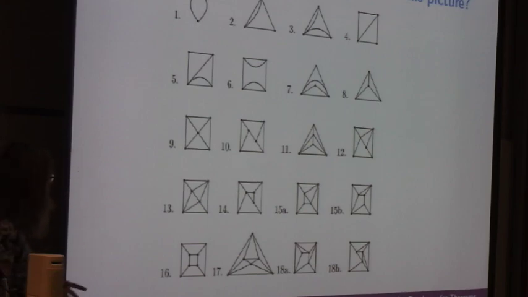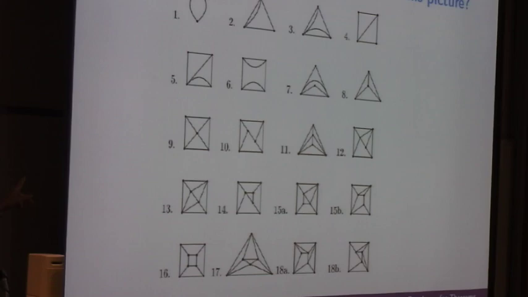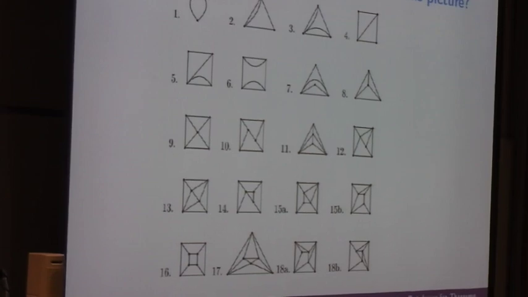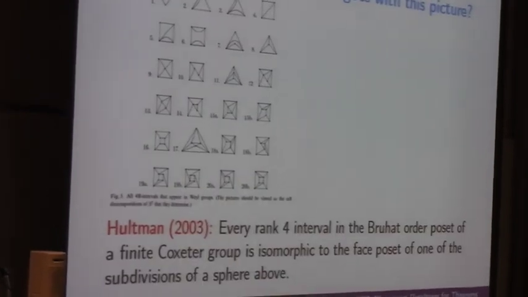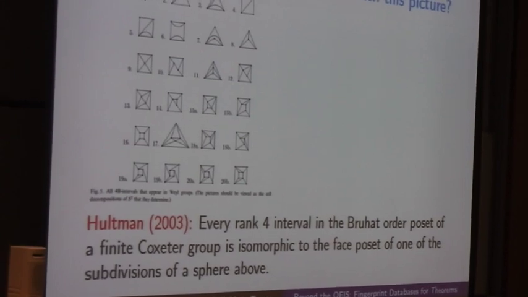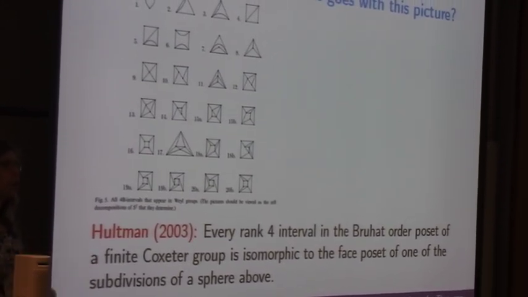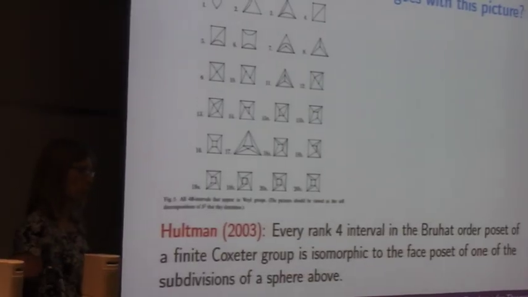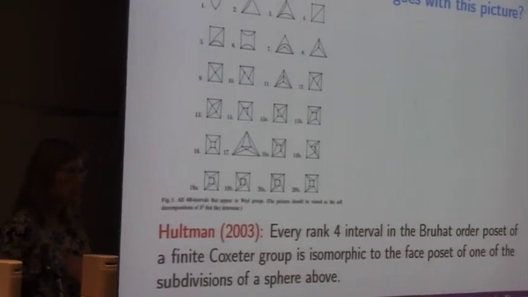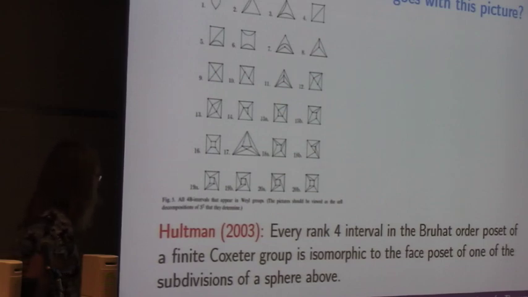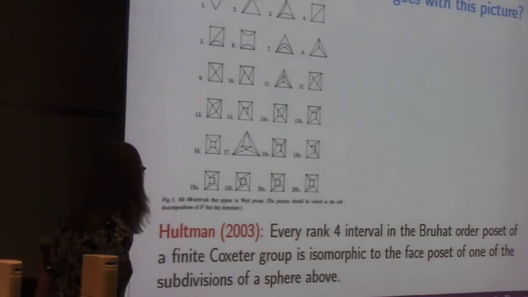Does anyone else know this picture now that I've given you some hints? Yeah? So this is a picture that comes up in Axel Hultman's work, and he has completely characterized every rank four interval in Bruhat order for Coxeter groups, but only for the finite Coxeter groups, because he can take a computer and run through the whole list of them and look at every length four interval.